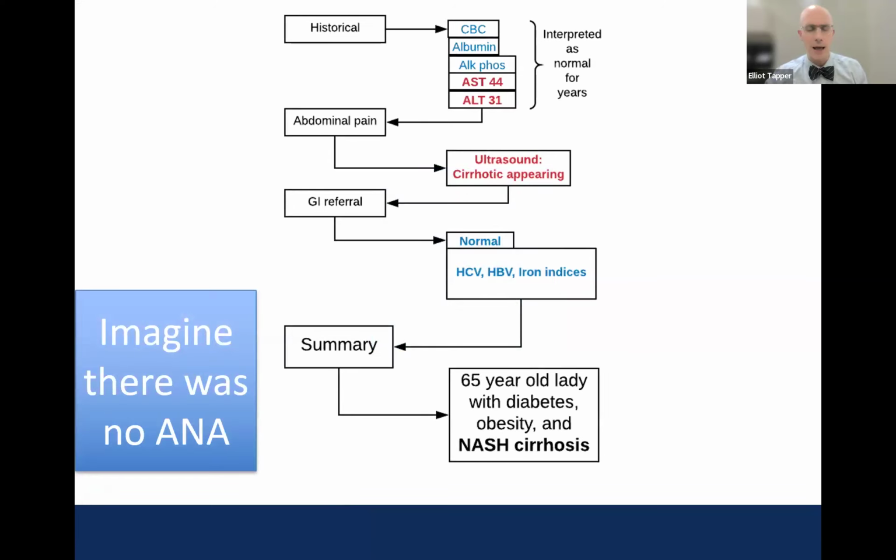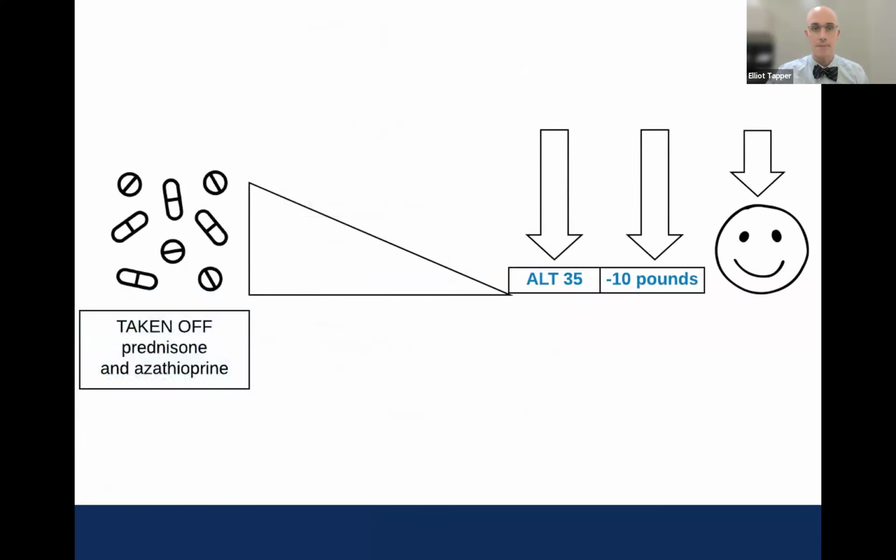So I would imagine, blinding myself to the fact that there was an ANA, and I would summarize that this is a woman who's 65 years old with diabetes and obesity. These are the risk factors for NASH, and I am comfortable so long as I've excluded things like Hep C, Hep B, and alcohol. I'm comfortable telling her that she has NASH or MASH cirrhosis. I take her off of the prednisone, her ALT normalizes.